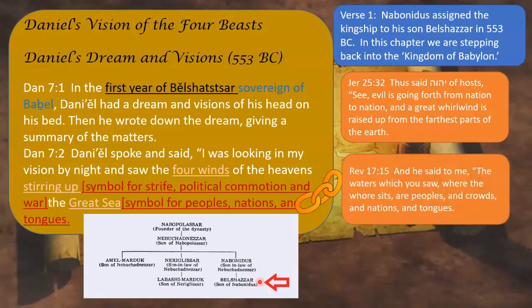We have Revelation 17:15, and he said to me, the waters which you saw where the harlot sits are peoples and crowds and nations and tongues.